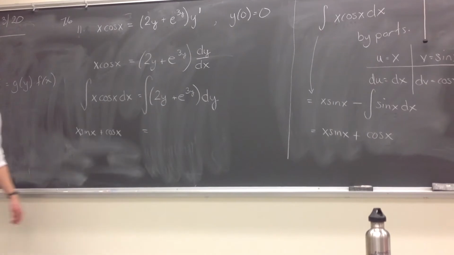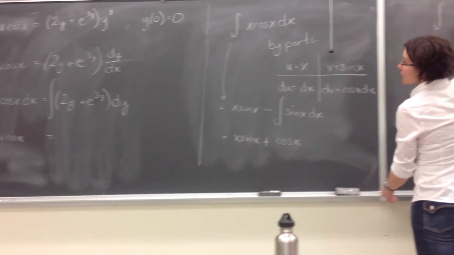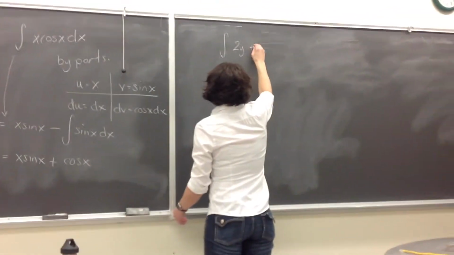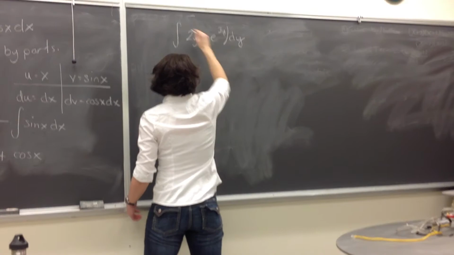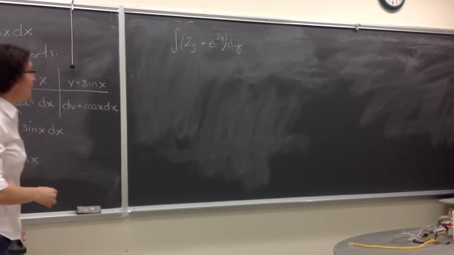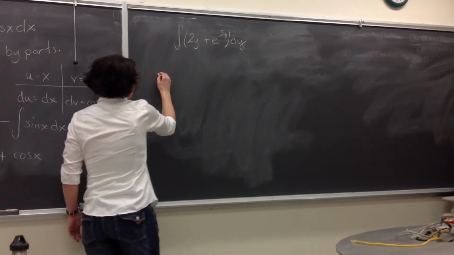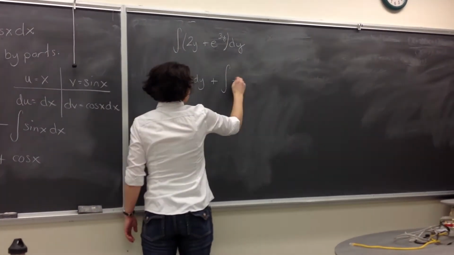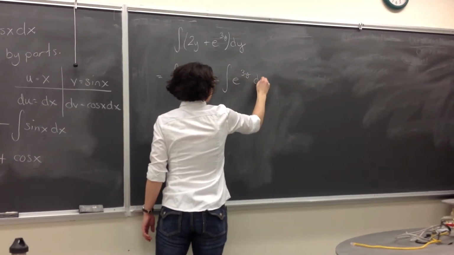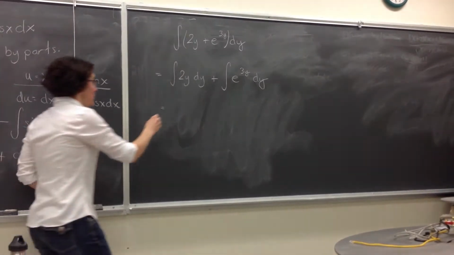Okay, so now I'm going to work on the right-hand side. I've got the integral of 2y plus e to the 3y dy. And so I see a plus sign in there, so I might start by separating this into two separate integrals. And so the first integral is easy. That one is going to be y squared.